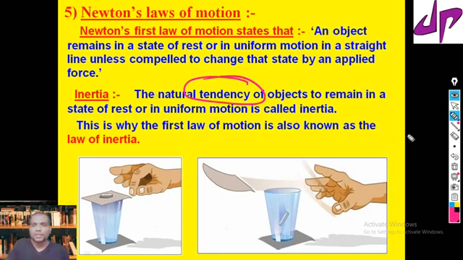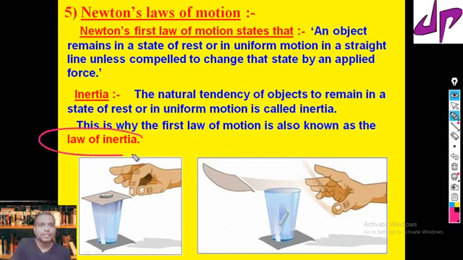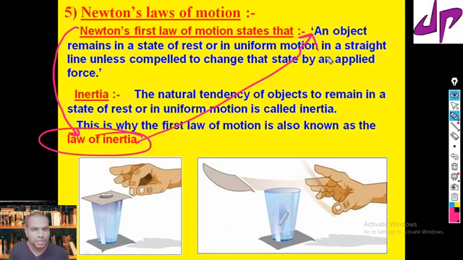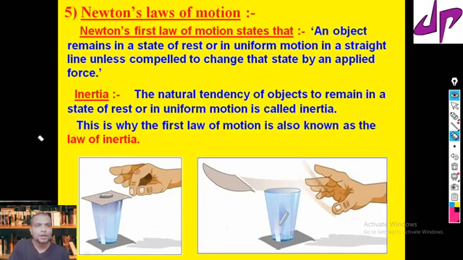That's why the first law is also called the law of inertia. Newton's first law is also called the law of inertia. So if you want to write the law of inertia statement, you have to write the same statement: an object remains in the state of rest or in the state of uniform motion unless we apply an external force.